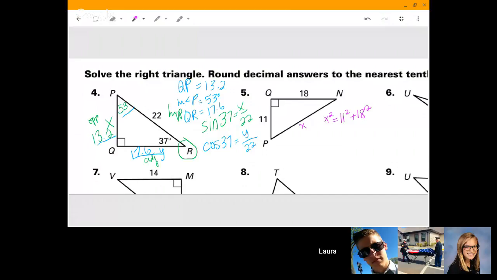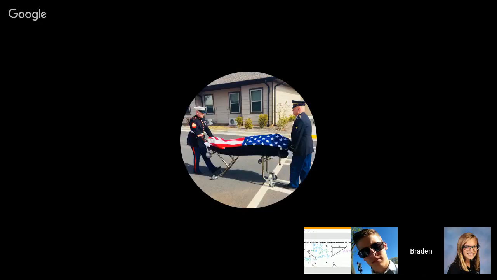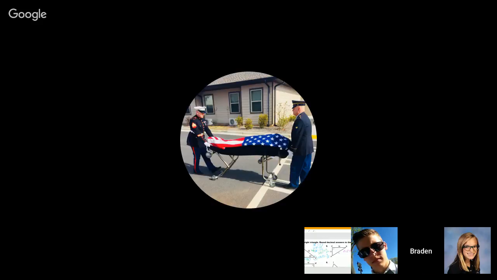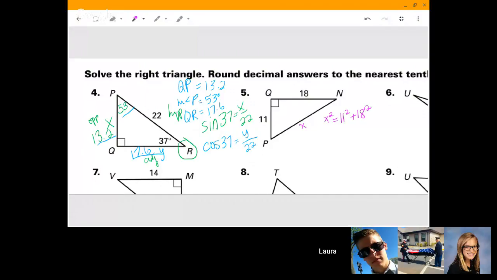Like in number 4, we knew that 37. But here you don't know anything but the 90. So you could find an angle first, which we're going to do in a second. Well, it's okay. It's just a different way to go about it. Kind of like a proof. I told y'all, there's different directions to get you to the same spot. If you find an angle first, then after you find an angle, you can use either sine, cosine, or tangent to find the leg or the hypotenuse.